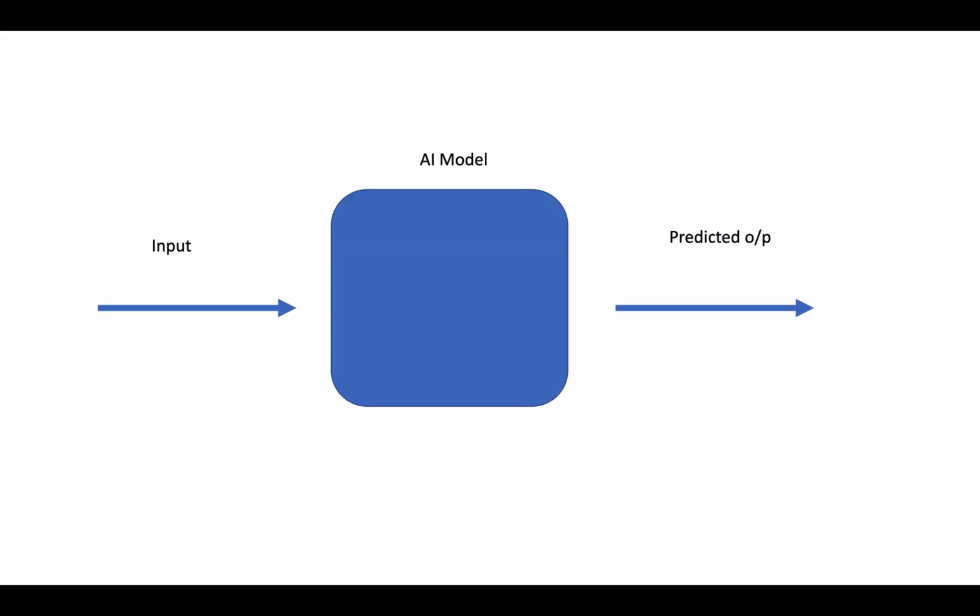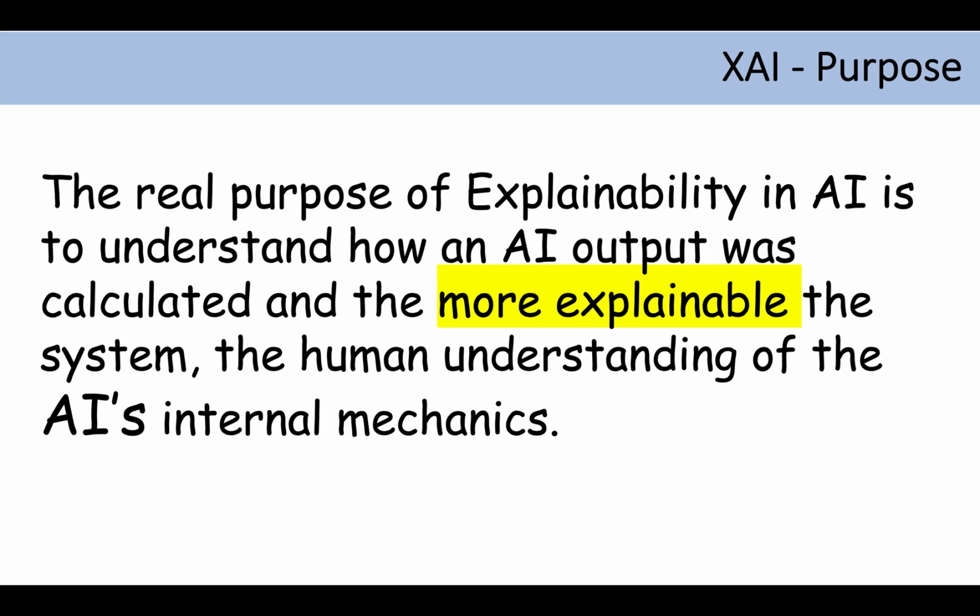All these AI models work like a black box model. We give some type of input, parameters, features. Our AI model takes the data, trains on the data, tests the data, and gives the predicted output. But as an end user, I need to know what is going on inside the AI model. So the real purpose of explainability in AI is to understand how an AI output was calculated, and the more explainable the system, the greater the human understanding of the AI's internal mechanics.